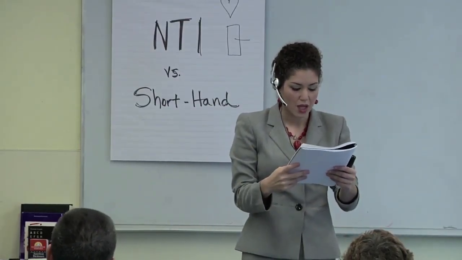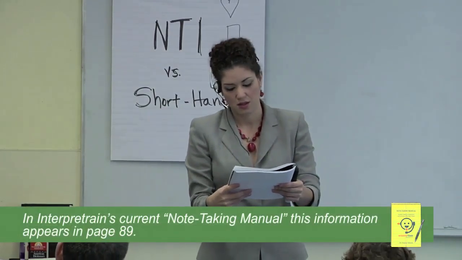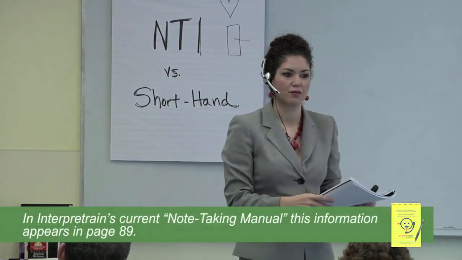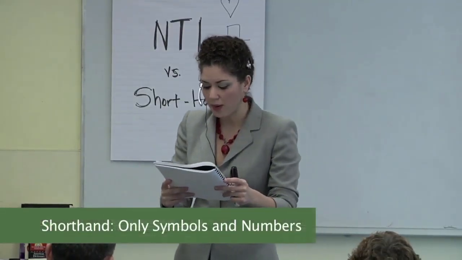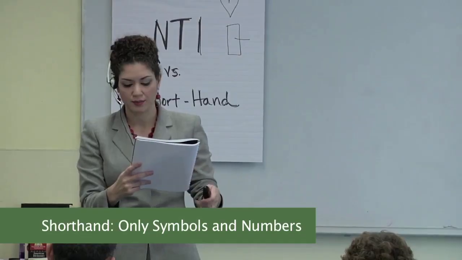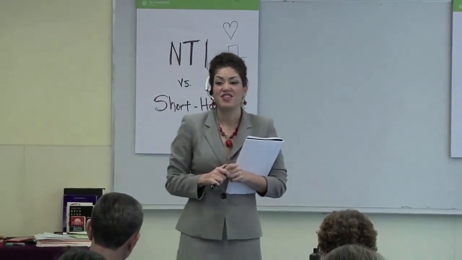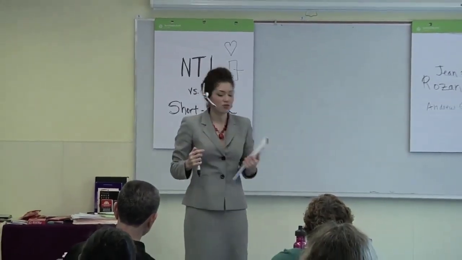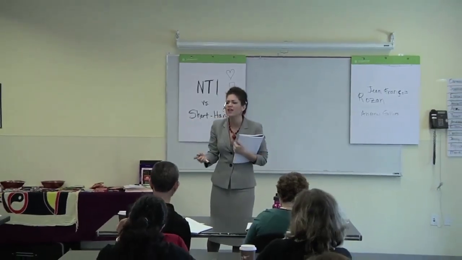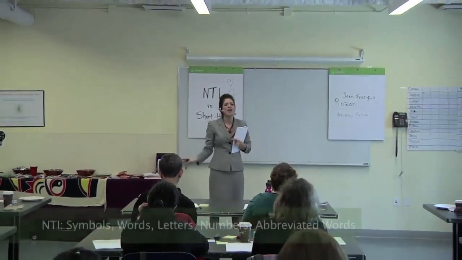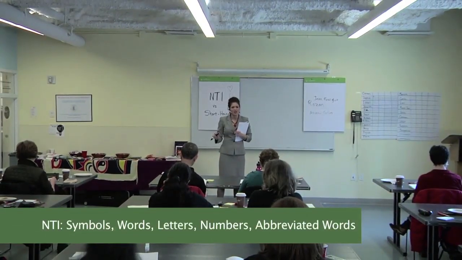Okay? Now, what is the next thing, what happens with shorthand? The next difference on page 35. Okay, shorthand writes symbols and numbers. And what about note-taking for interpreters? Symbols, letters, words, numbers, abbreviated words. It's much more flexible. Okay? It's way more flexible than any other system.